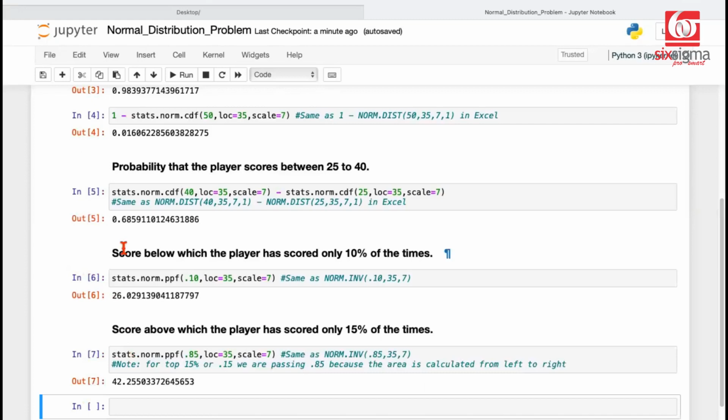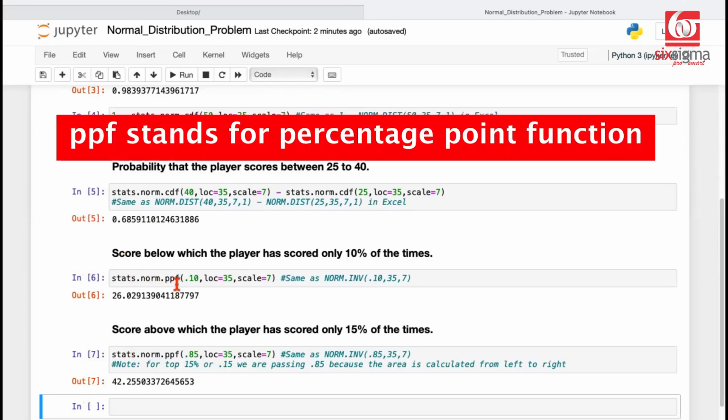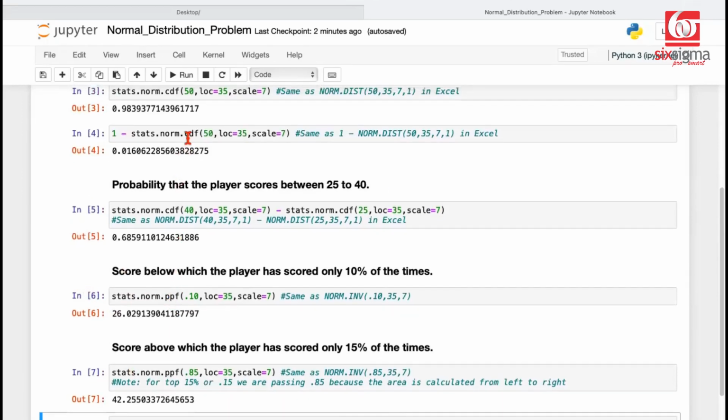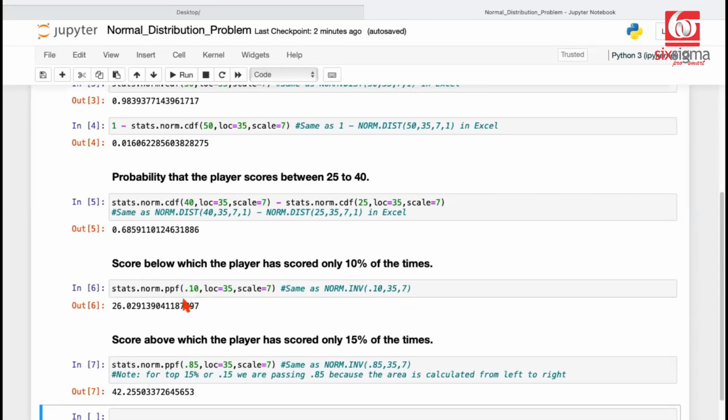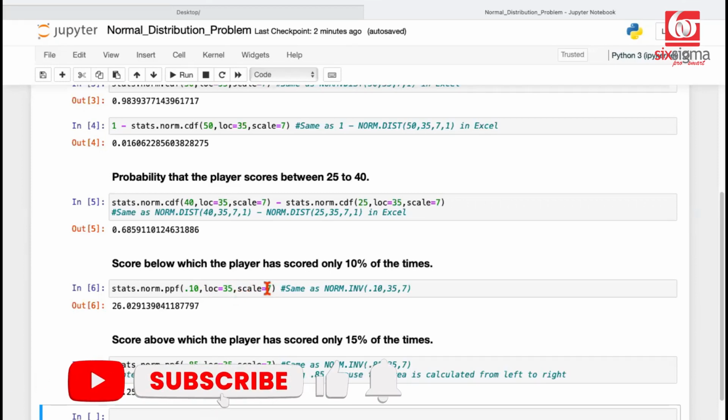Now, the last set of questions, if they ask you for the inverse, which means they give you the probability and ask you the values correspondingly, you can use a PPF function in this case. This PPF function is the inverse of CDF. Now, for the less than 10% scenario, just mention 10%, location is mean, standard deviation is scale here. This is the nomenclature that this library follows.